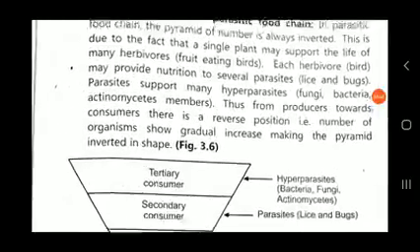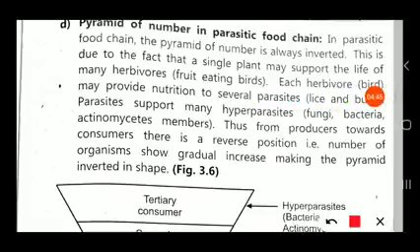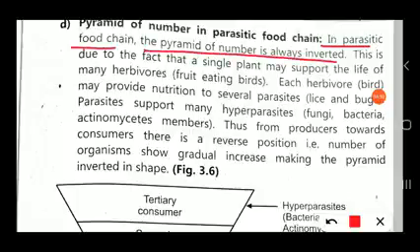In parasitic food chain, the pyramid of number is always inverted. This is also important for the MCQ in university exams. In parasitic food chain, the pyramid of number is always inverted. This will be like an inverted pyramid.